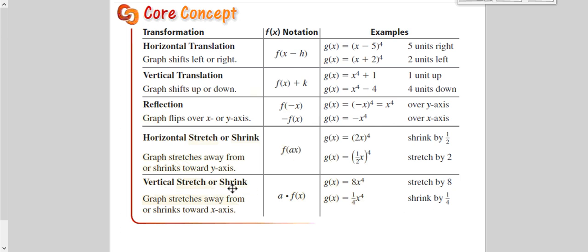So h is in the house. Horizontal is inside, the h. The horizontal translation is inside. The horizontal stretch and shrink is inside the parentheses or inside the absolute values, inside whatever type of function we're working with. Notice all of these examples have an x to the 4th. They have a 4th power. We are dealing with polynomials that could be an x cubed, x to the 4th, x to the 5th, but the transformation rules still apply.